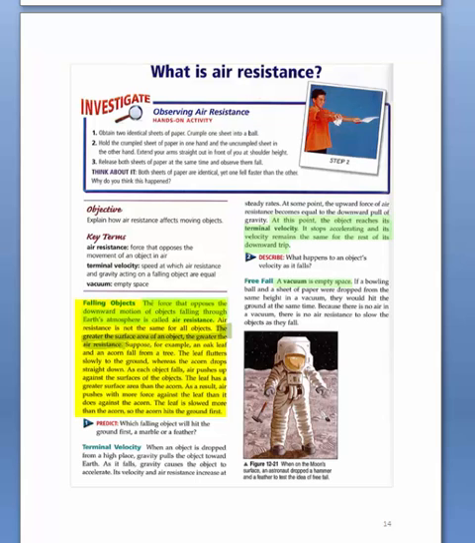The leaf has a greater surface area than the acorn. As a result, air pushes with more force against the leaf than it does against the acorn. The leaf is slowed down more than the acorn, so the acorn hits the ground first.